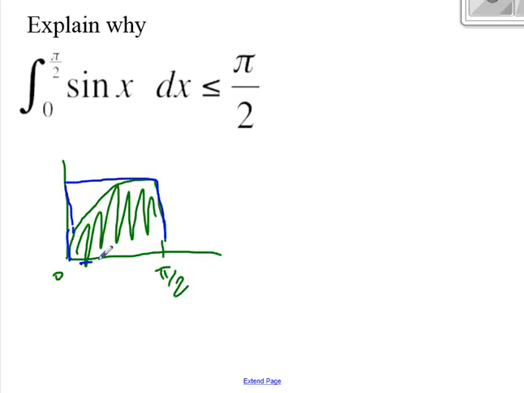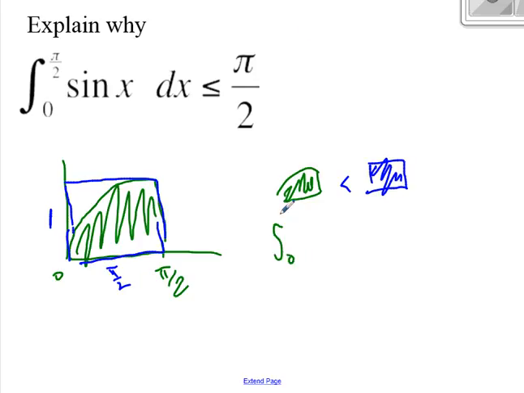Now that blue rectangle has a height of the highest point sine gets, which is 1, and it has a width of pi over 2, which means that the actual area is less than that rectangle that I drew. Which means that the integral from 0 to pi over 2 of sine x dx has to be less than the height of the rectangle, which is 1, times its width, which is pi over 2.